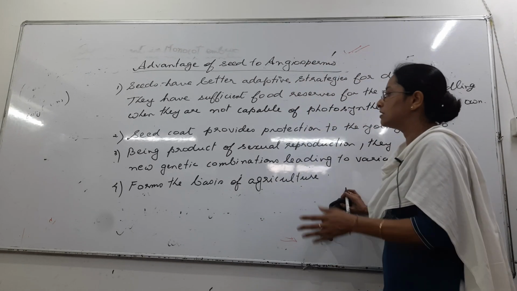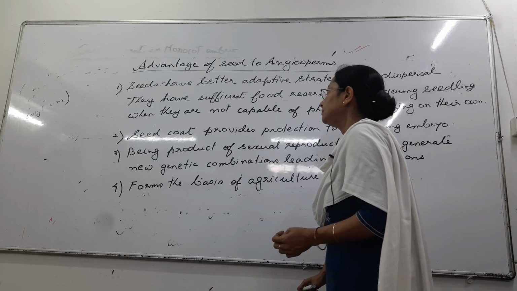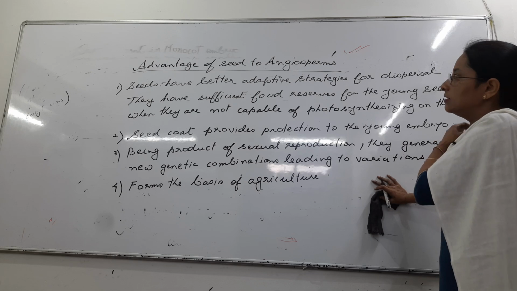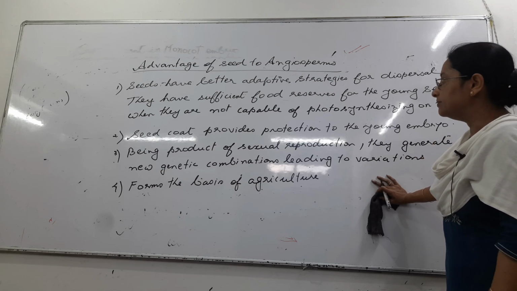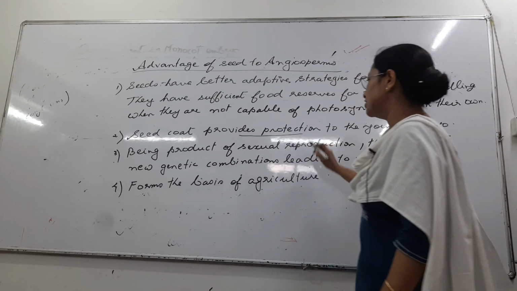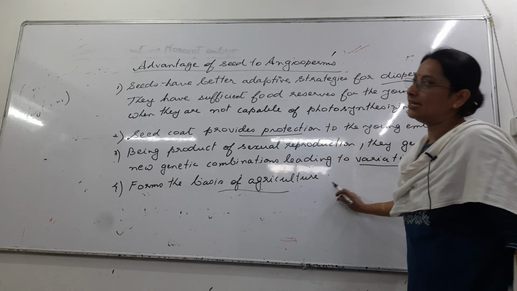Obviously this part is from both points of view, right? Any point that you did not understand, I think is understood. So it's a good means of dispersion, right? It provides protection, it leads to variation, it forms the basis of agriculture, etc., etc.